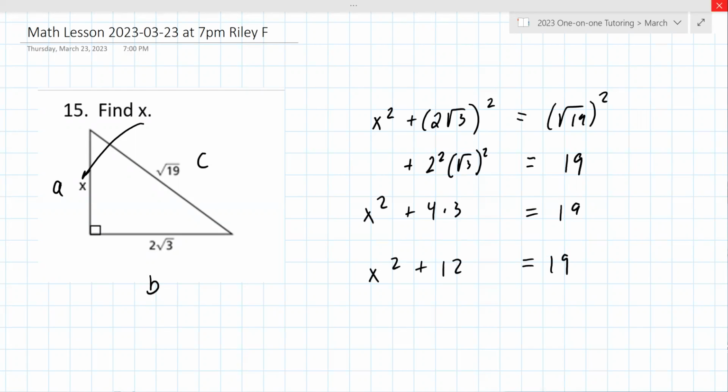What should we do next to solve from here? Subtract 12 from 19. That's right. So x squared equals 7, and then take a square root. All right, so the square root of 7 is the square root of 7. There's no known value. It's not like the square root of 9 or the square root of 4 where you have a number that works out nicely. It is an unknown there. Any questions on that?